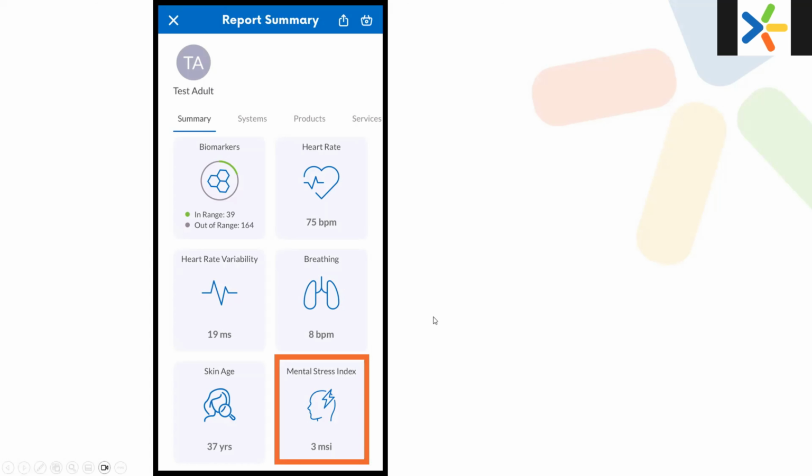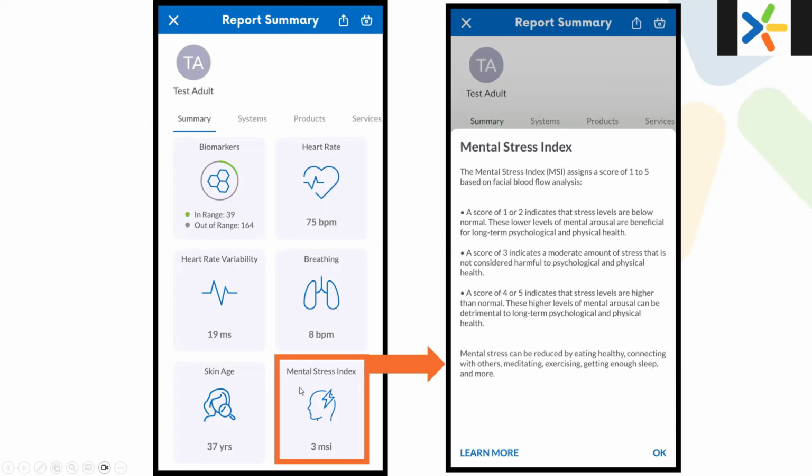And now we're going to look at mental stress index, which is the last one on the bottom right. And just like the others, if you touch it with your finger, it's going to bring up an explanation of what it is. So it basically lets us know that a score of 1 or 2 indicates that stress levels are below normal. These lower levels of mental arousal are beneficial for long-term psychological and physical health. So 1 or 2, all right, great. A score of 3 indicates a moderate amount of stress that is not considered harmful to psychological and physical health. All right, we're still good.